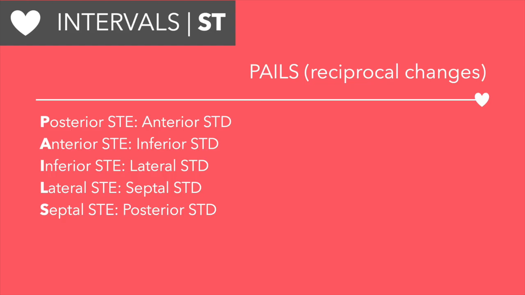Here's a mnemonic that will help you remember where the reciprocal changes should be. PALS helps us determine where the reciprocal changes should be. How PALS works is if there's a posterior STEMI, you're going to have anterior ST depression. Anterior STEMI means you'll have inferior ST depression. Inferior STEMIs, lateral ST depression.